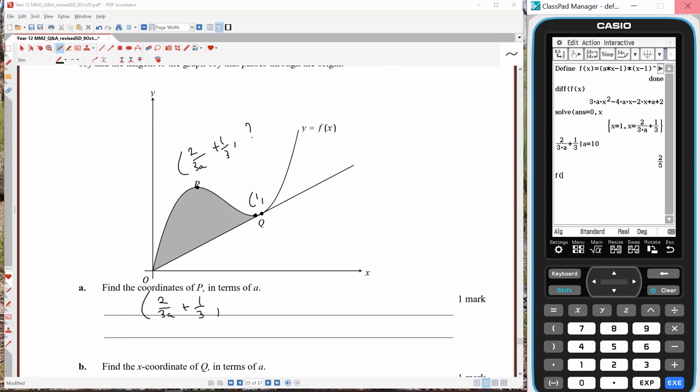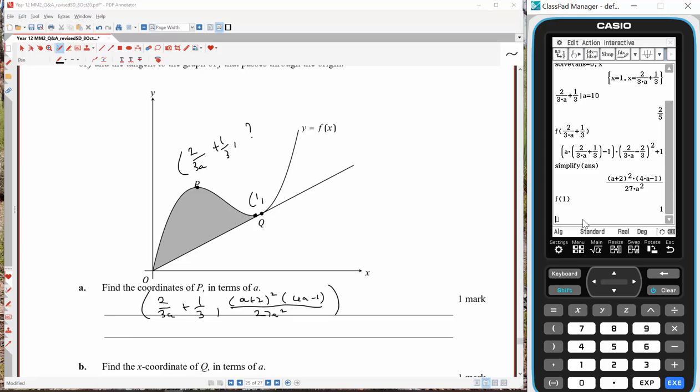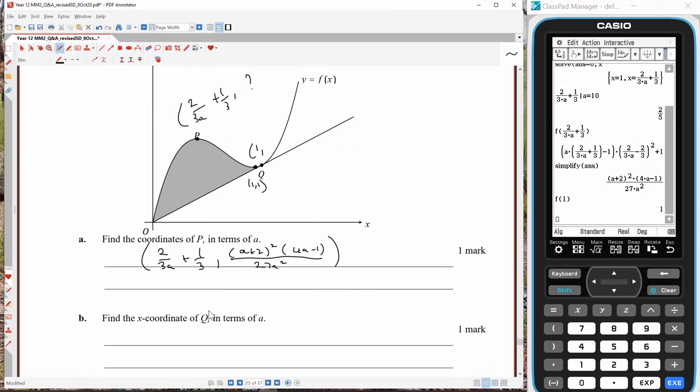2 over 3a plus 1/3, comma, f of that. Run a simp on that. Okay, and let's just get the other coordinate of the stationary point. f of 1, so that stationary point there is 1, 1, and that's that. Okay, find the x coordinate of Q in terms of A.